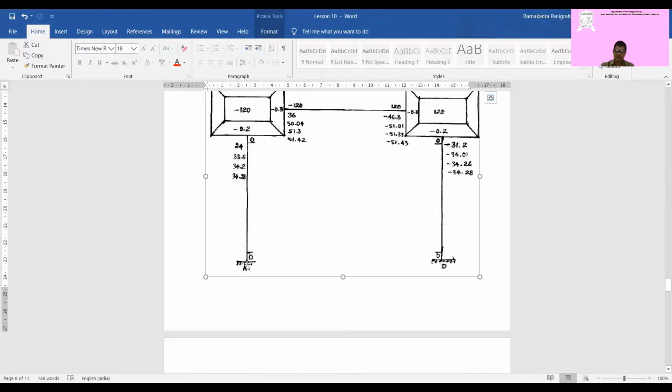You just look at the member. Member is AB. For A, B is the far end. For B, A is the far end. While coming to this member, for this, the far end is this, and B itself is the near end. So accordingly, you have to calculate the values.